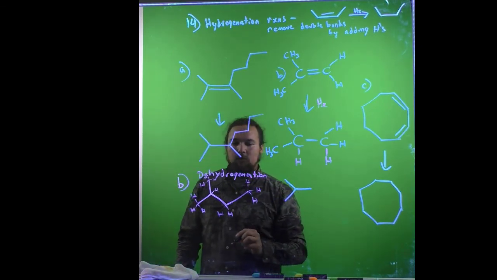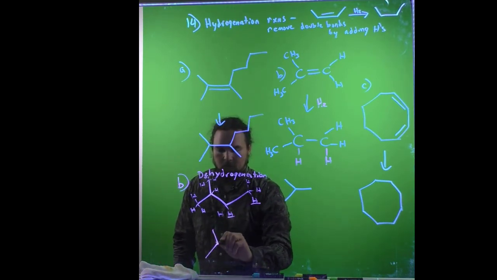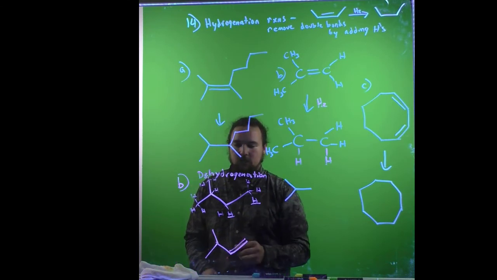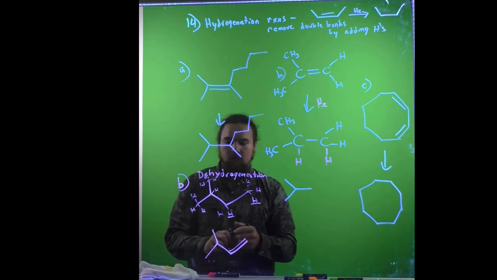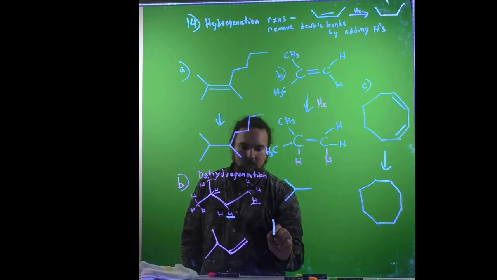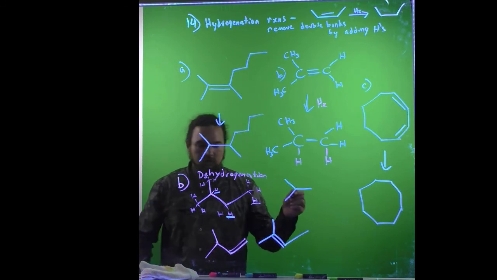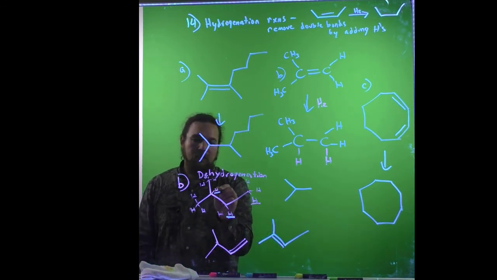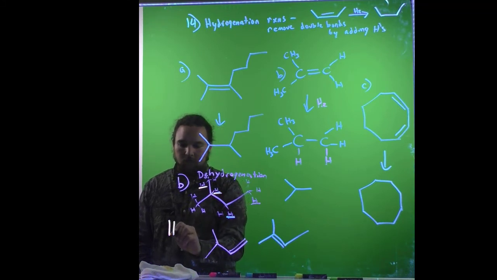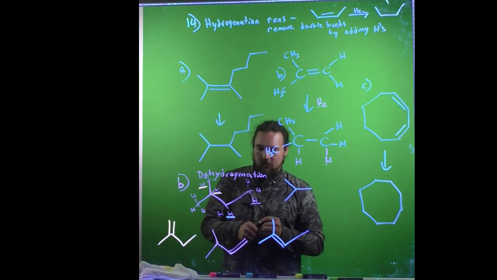Let's say we're going to remove these hydrogens right here. That would give us this dehydrogenation product right there. What if we remove this hydrogen with this hydrogen? That would give us that dehydrogenation product right there. And lastly, let's see how orange does. If we remove this hydrogen here with this one, that would give us this one over there. And that would be all 3 dehydrogenation products.